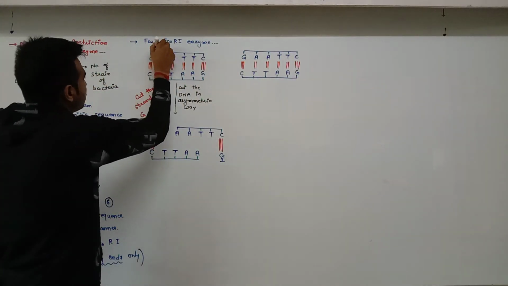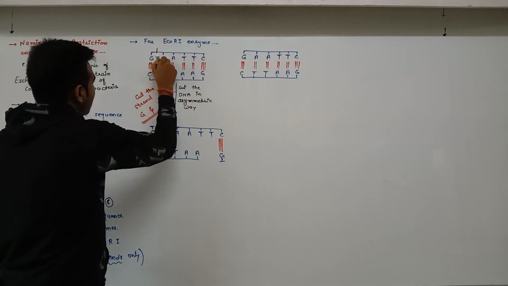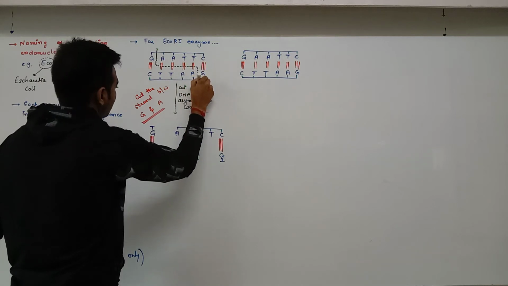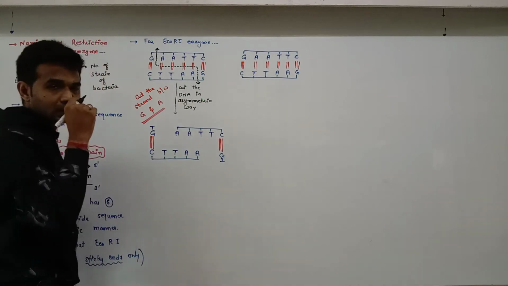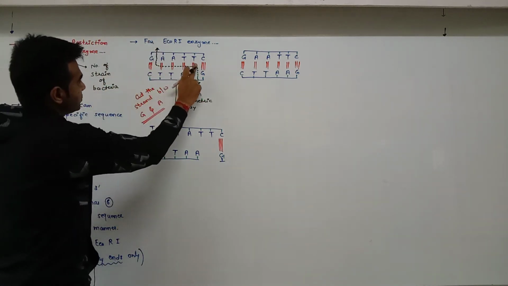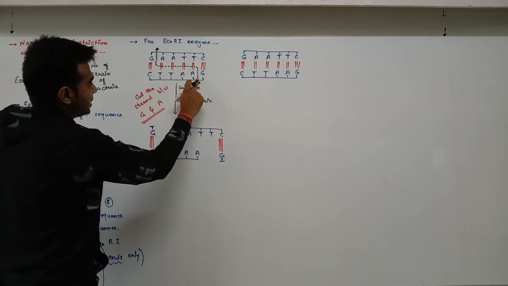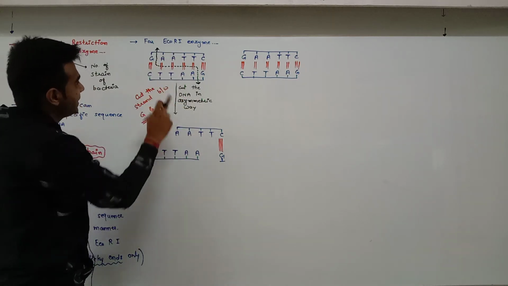So I will draw the dotted line. Please understand this. So between G and A, that cut is there. All the weak hydrogen bonds are cut, and then this bond is also cut. So in this way, two fragments came.